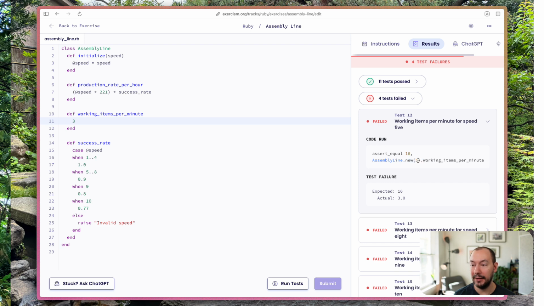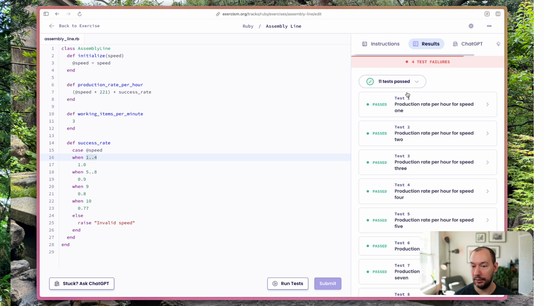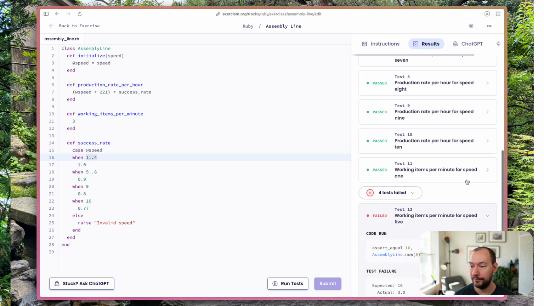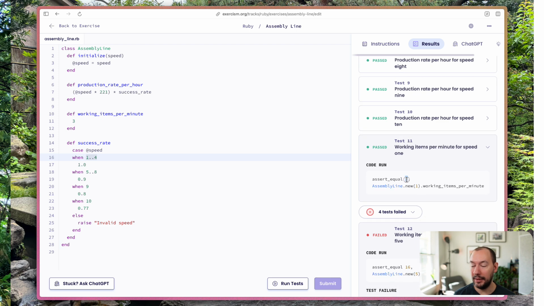So it was speed of 5 and 16. It might actually be easier to look at the one that's here. It falls within that range because it's 100% success rate. So it passed in 3. So the speed was 3, and we got 1 working car per minute. If you think about that, the success rate was 221.